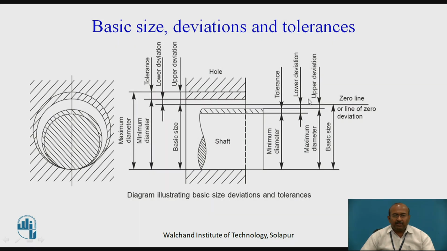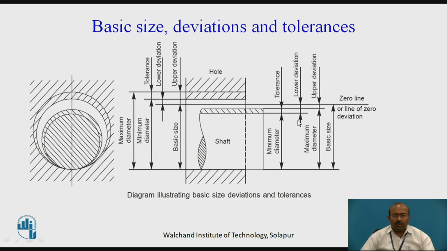Now deviation, as you know from the English word meaning, is deviated with reference to some reference. So here the reference is the zero line. The deviation from the zero line or the basic size to the lowest side is called the lower deviation. The deviation which is nearer to the zero line is called the upper deviation. These deviations are standardly calculated, which is discussed in another video.